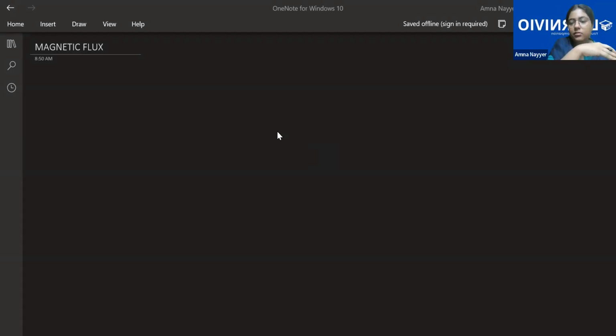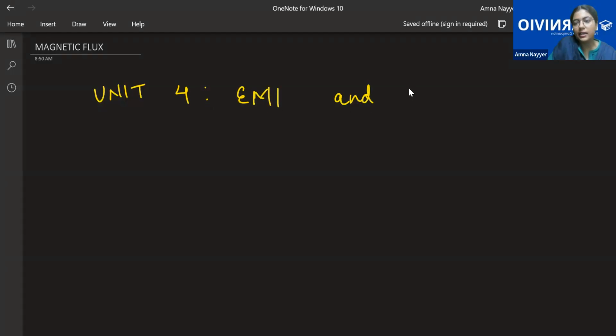Next unit means the fourth unit. Now, the fourth unit has 2 chapters. Chapter wise they are different, but unit wise their values will be different. So when I'm talking about the unit, this is unit 4, which has 2 chapters, EMI and AC. EMI and AC, these are two.